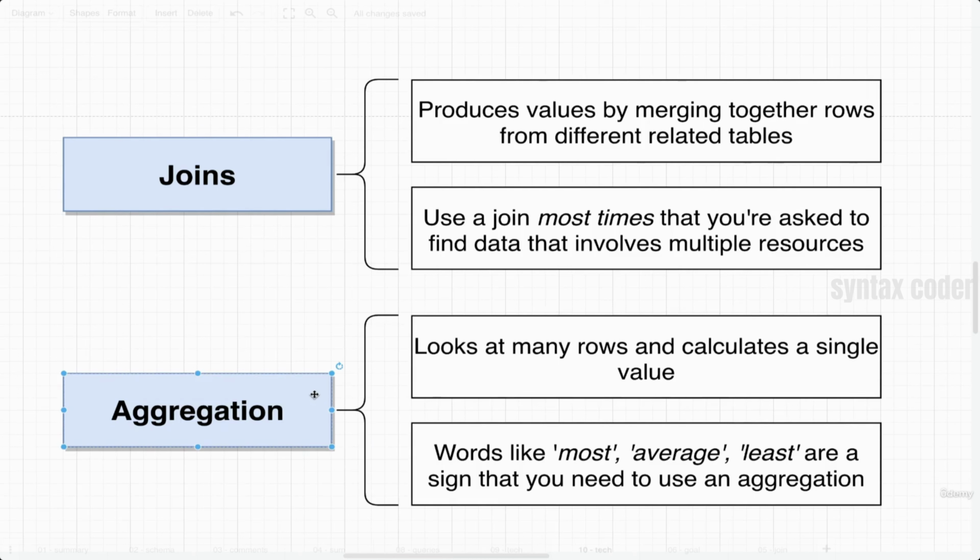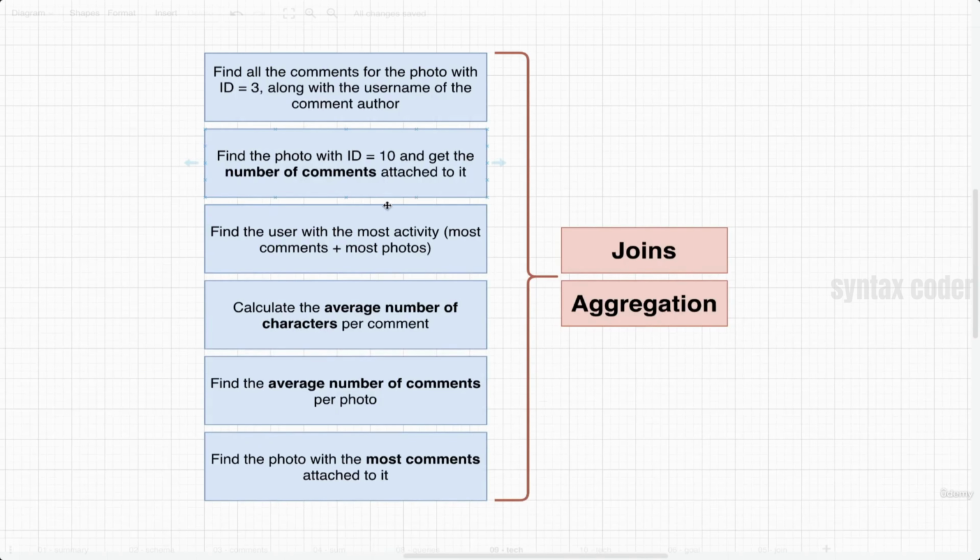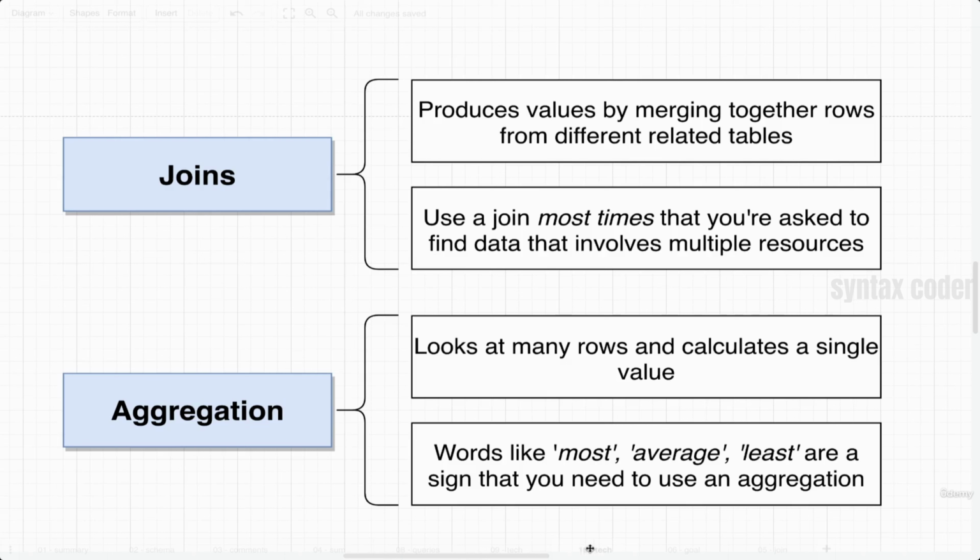The other thing we're going to learn about is aggregation. The goal of aggregation is to take a set of rows or some number of rows and somehow calculate a single value out of them. Anytime you hear the words like most or average or least or greatest or something like that, that's frequently a sign that you're going to want to use some kind of aggregation technique in a query. So a lot of these different items on here mention average number of characters, average number of comments, most activity, and so on. So a lot of these queries on here are signs that we probably want to use some kind of aggregation.